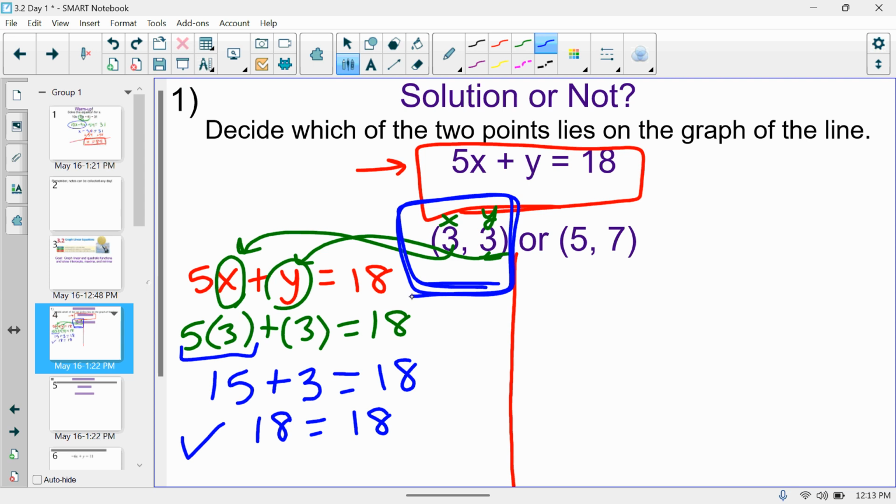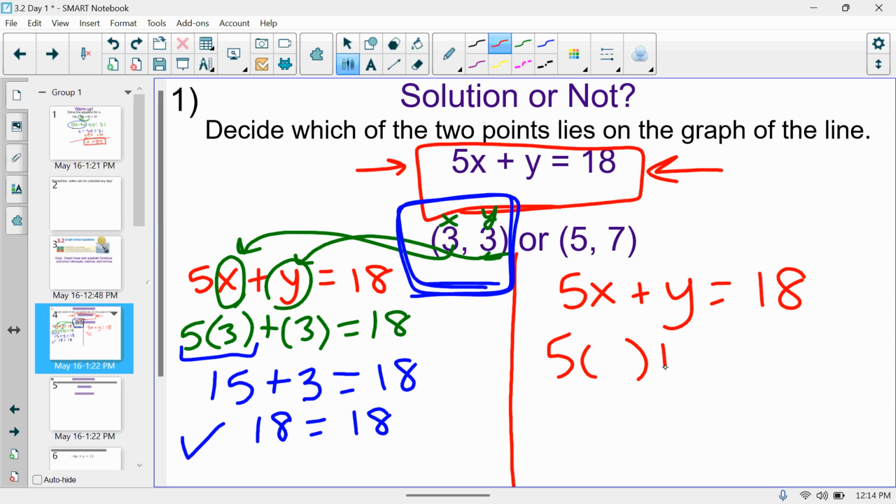Now, we're going to see what happens with the other point. So look at the other half of your notes here. We're going to rewrite this equation again: 5x plus y equals 18. Then I want you to do this real quick.